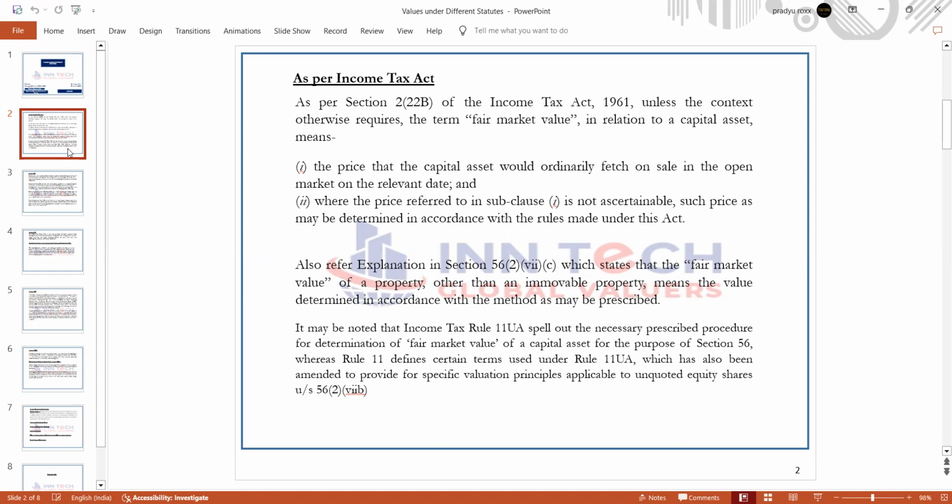So, in fact, I have come across many such cases. Once the report is given, the valuation cell of the income tax comes out and challenges the report. So that is another important area where the valuer and the chartered accountant have to be very vigilant to see that we justify the report that we give.